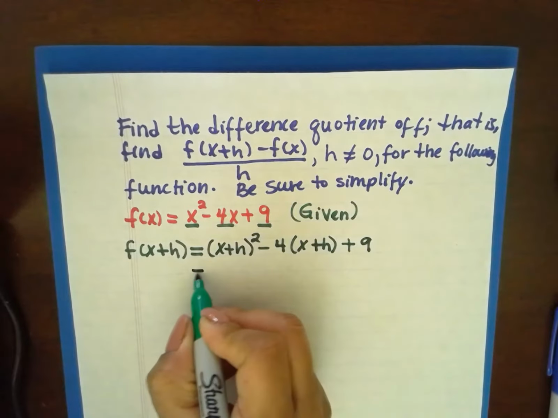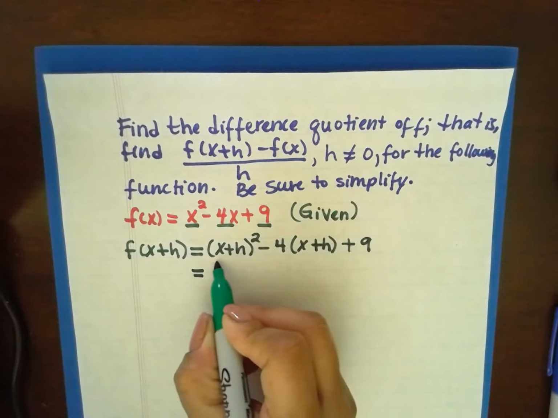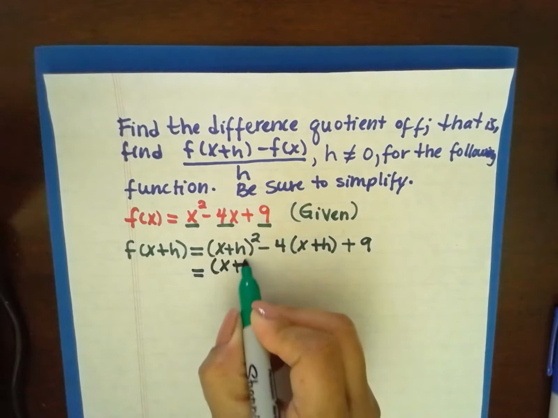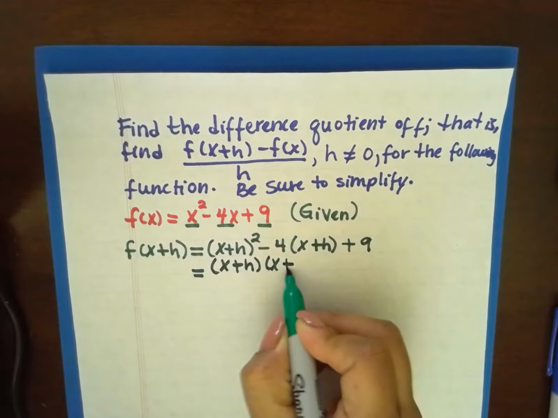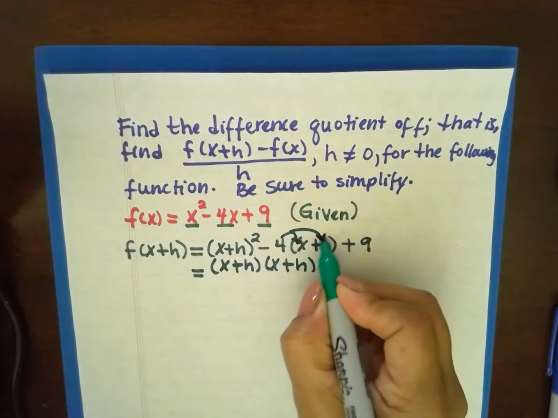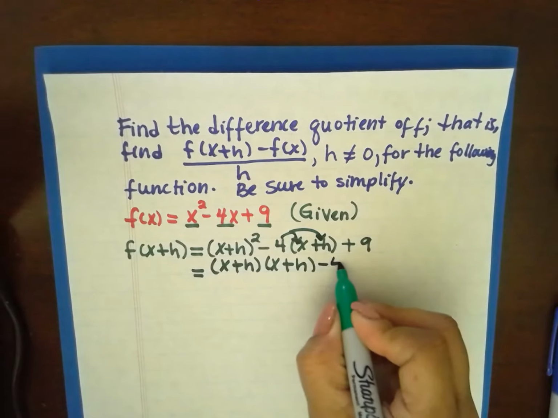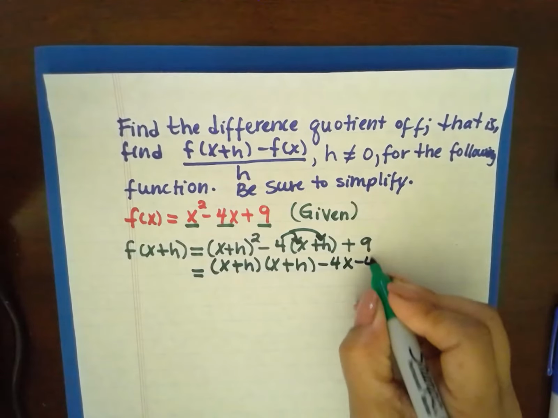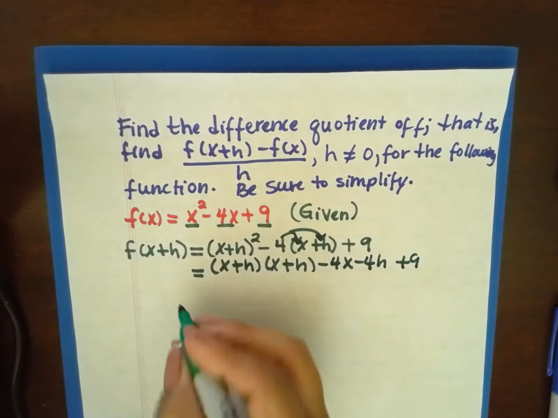In here, you have to be careful and make sure that you treat x plus h squared as the product of 2 binomials. The second product is going to be the distributive property. That will be the technique that we are going to use.